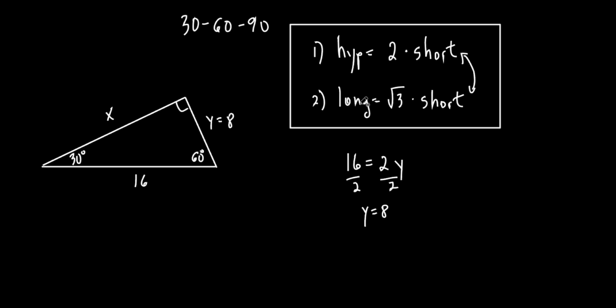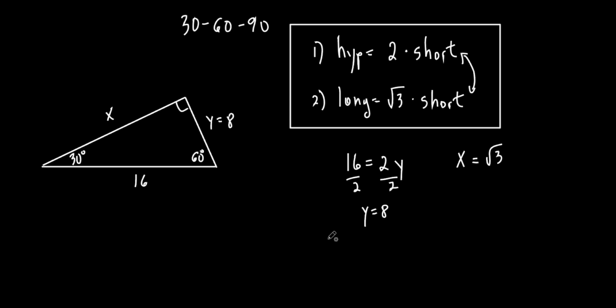Let's write it down. What is the long side? Which one of these? 16 is not the long side, it's the hypotenuse, right? What's the long leg? I should keep saying leg instead of side. It's x. This is the short leg, all right? So let's go to the second formula. The long leg x equals the square root of 3 times the short one.